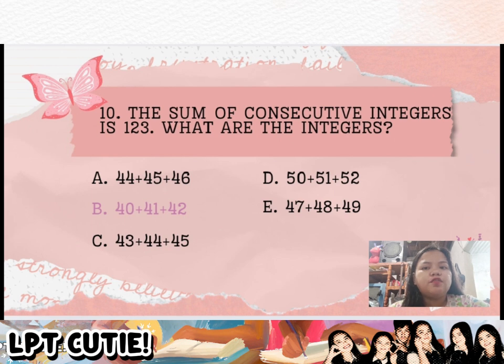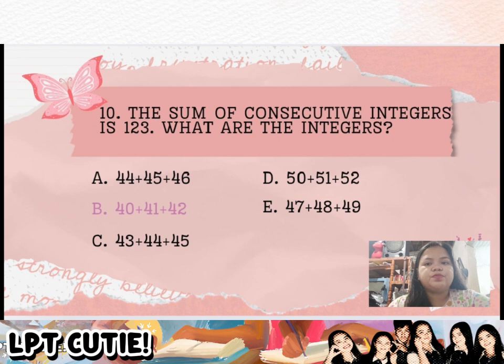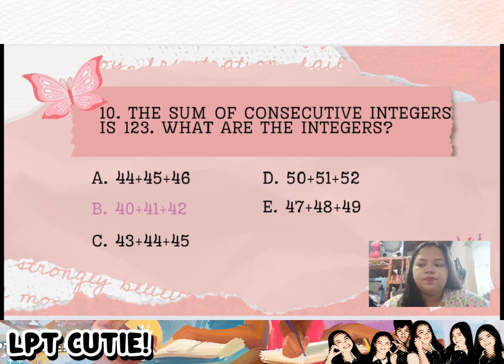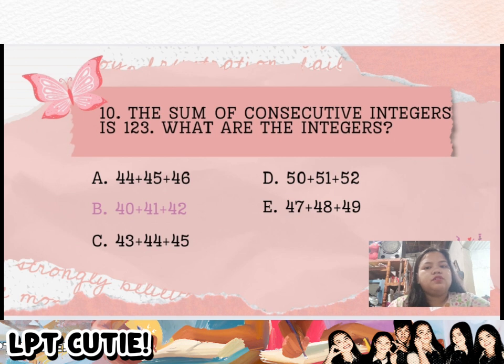If we add 44 plus 45 plus 46, we have 135. So letter A is not the correct answer. Letter C, 43 plus 44 plus 45 is equal to 132. So that is not the correct answer either. Letter D, 50 plus 51 plus 52 is equal to 153. So that is not the correct answer. Letter E, 47 plus 48 plus 49 is equal to 144. So that is not the correct answer either. Okay, so again, the correct answer is 40 plus 41 plus 42, which is letter B.